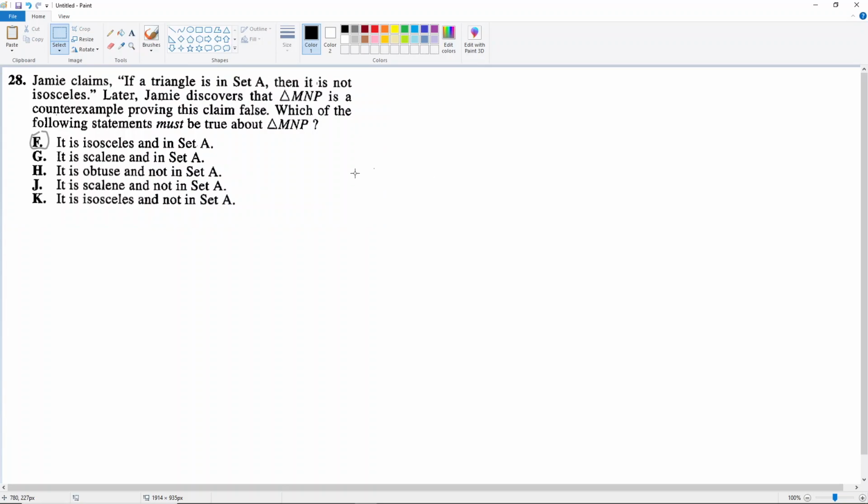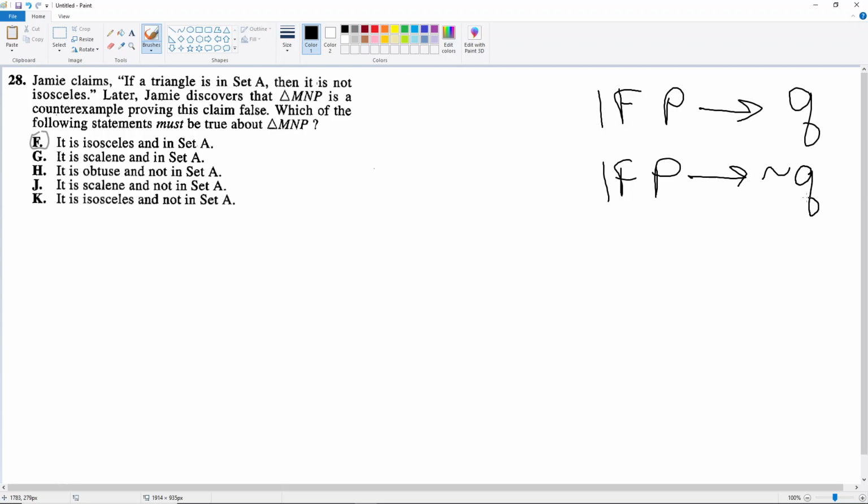It says, Jamie claims if a triangle is in set A, then it is not isosceles. Now that's an if-then statement. An if-then statement looks like this. If P, the arrow stands for then, if P, then Q. In order to have a counterexample of an if-then statement, you still have to have if P, then not Q. So in other words, if I say, tall people can reach the roof.